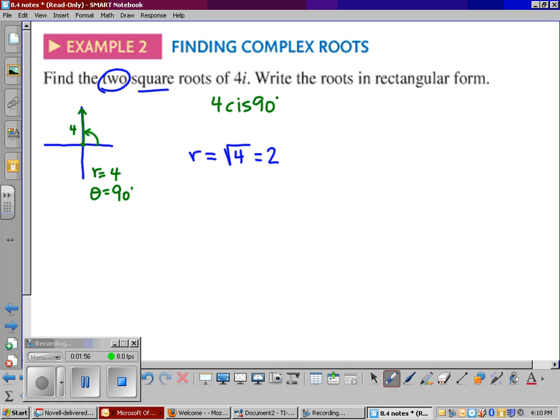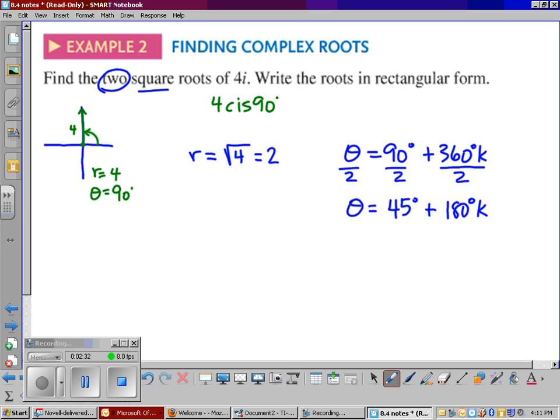Now there's also an angle component. So I'm going to take my theta from my trig form, which is 90 degrees, and I want every coterminal angle to it. So I'm going to add 360 degrees times some integer that I'm going to call k. Now since I want a square root, I'm going to divide every part of this by 2. And that's going to give me a formula for my new thetas. The 90 divided by 2 is going to be 45. And 360 divided by 2 is 180. And I want to multiply that by k.